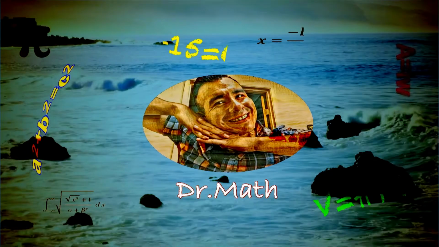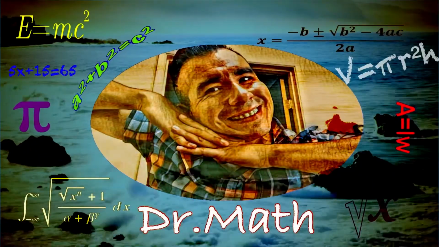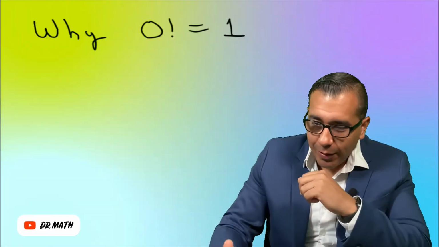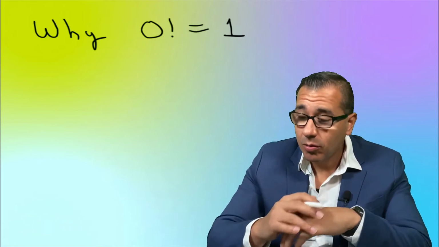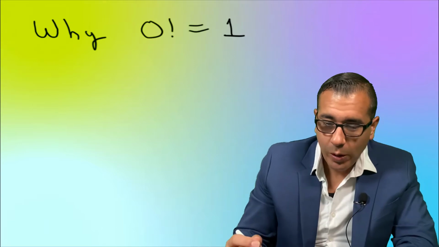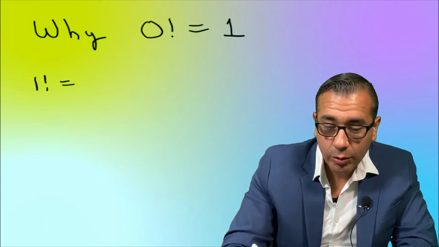Math. And today we're going to look at why 0 factorial equals 1. All right, mathletes, let's dive in here. Why the heck does 0 factorial equal 1? There are a lot of ways of looking at this, but let's just pick one popular way. First of all, we know what 1 factorial is, right?